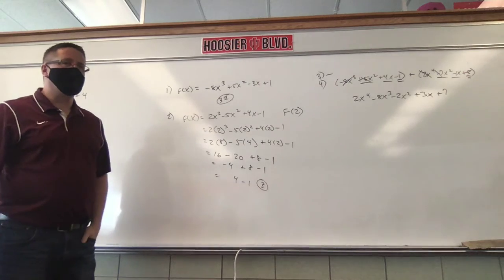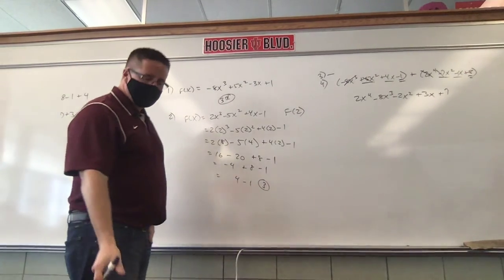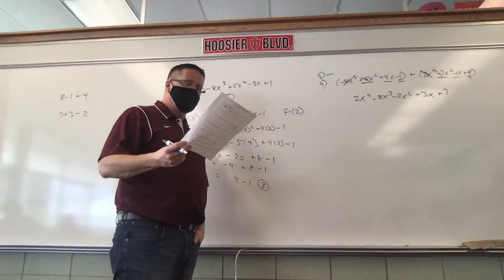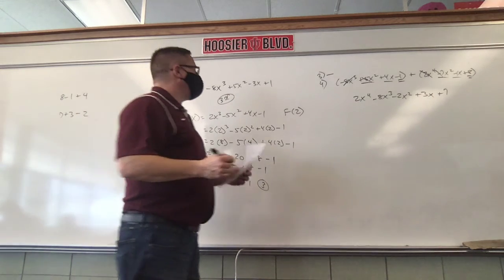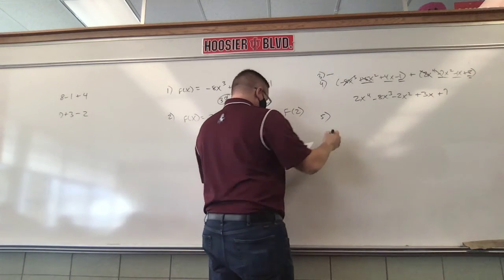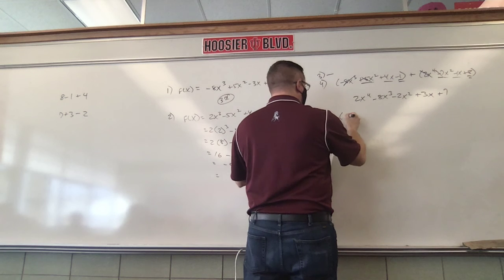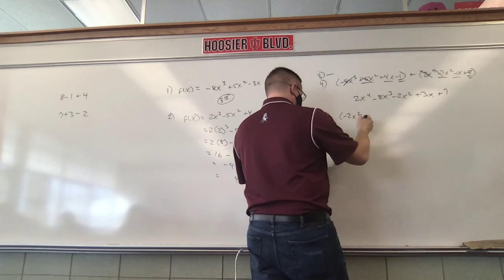That one should be a pretty straightforward one also. Just combining like terms and make sure you put them in the right order. Number 5. You write the problem now. Negative 2x squared plus 3x minus 7.